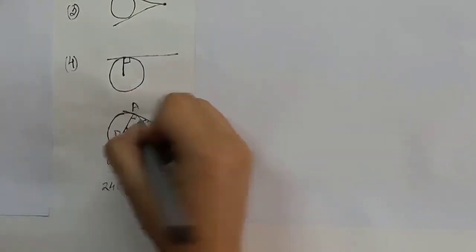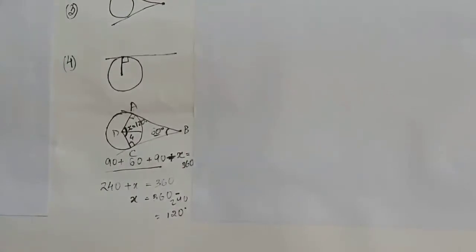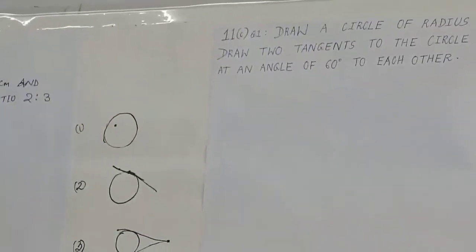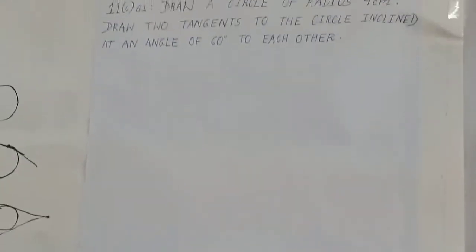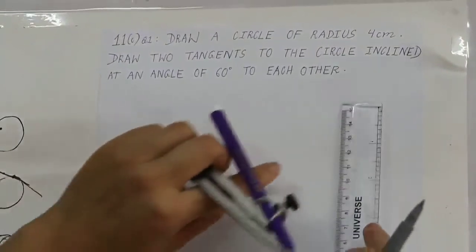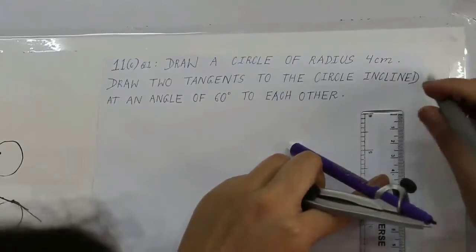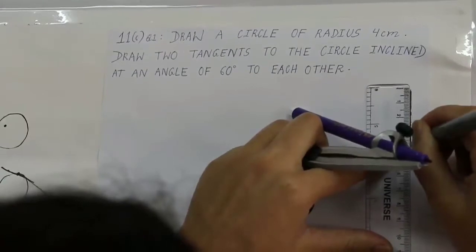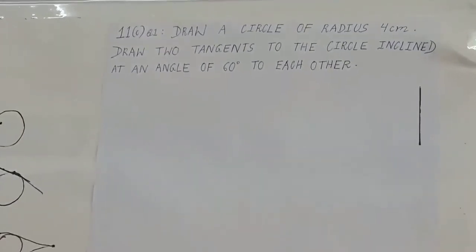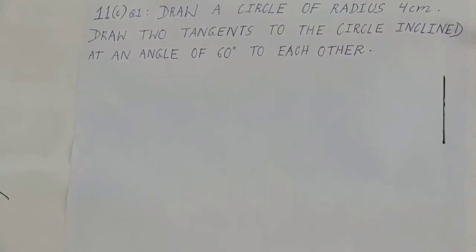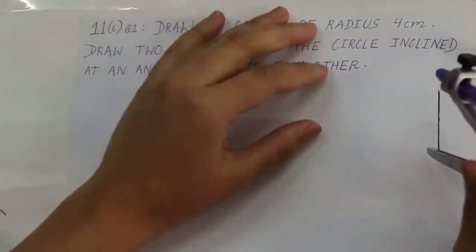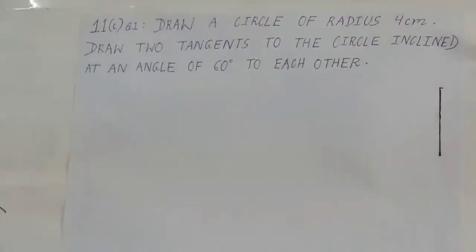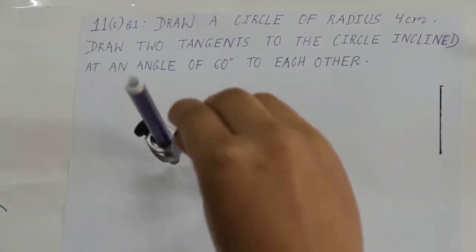Okay, so now let us construct here. First of all, we will draw a circle of radius 4 centimeter. First of all, in your rough side, just draw 4 centimeter. Okay, this is your 4 centimeter. Again, with your compass, just measure this 4 centimeter that I've drawn here. Okay, this is 4 centimeter. Now you draw the circle of this radius.